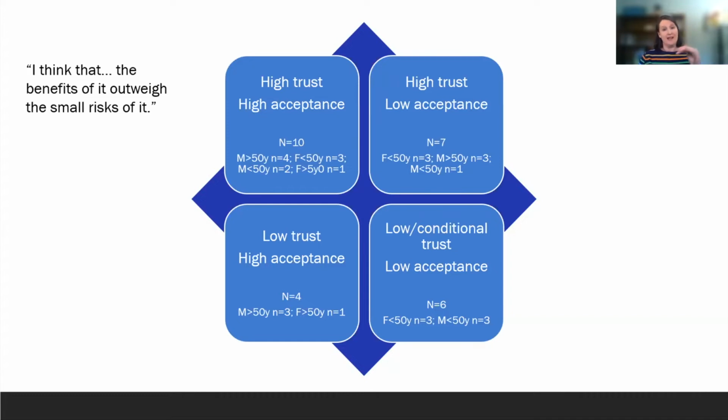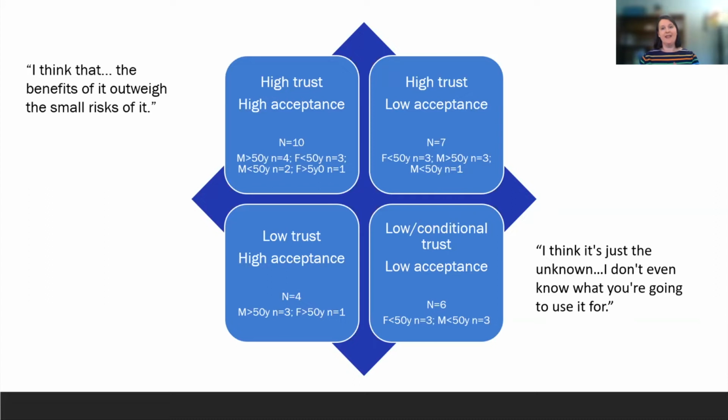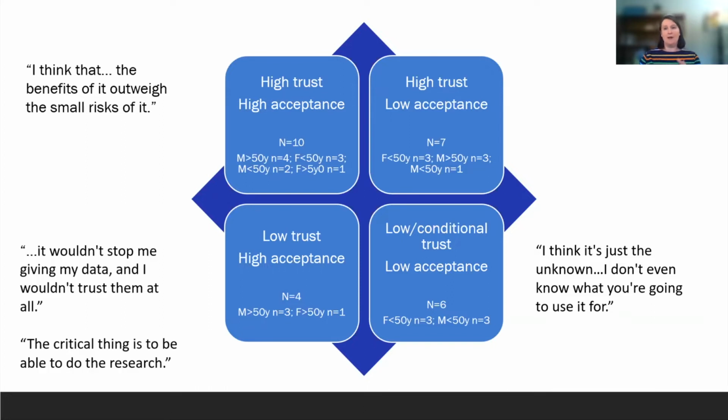We'll have a look at the diagonally opposite cohort, who had lower trust and lower acceptance of a waiver of consent. "I think it's just the unknown. I don't even know what you're going to be using it for." And then we'll have a look at the more apparently contradictory groups, the group that had a low sense of trust in genomic data sharing, but a higher acceptance of the use of a waiver of consent. "It wouldn't stop me giving my data, but I wouldn't trust them at all. The critical thing is to be able to do the research."